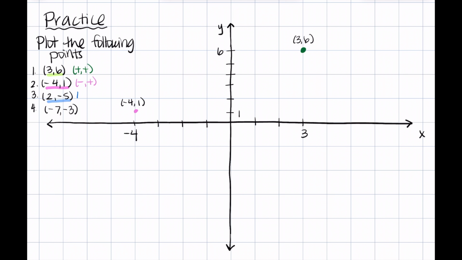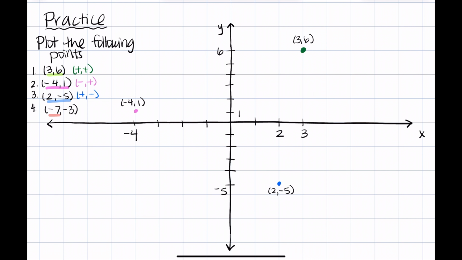And now we'll move on to our third one. For number 3, we have 2, -5. So our x is positive and our y is negative. So that will put us into the fourth quadrant. I went ahead and labeled where x is 2. I'm going to go down and label where y is -5. Once I do that, I can go ahead and just plot my point, and I will label it here for you guys.